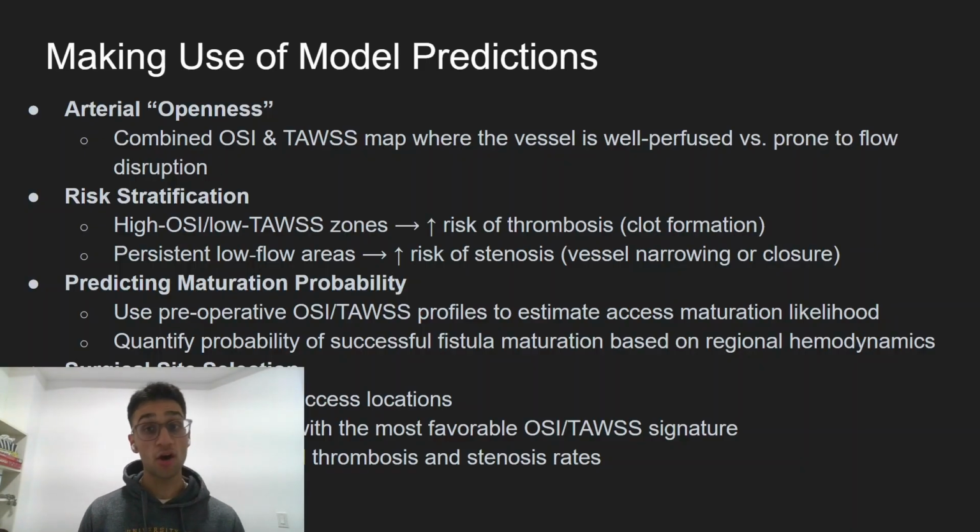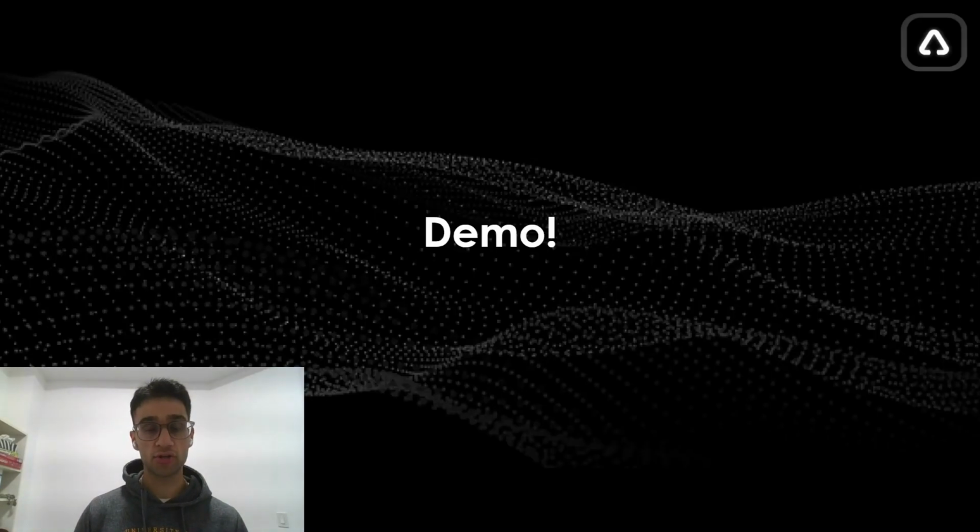As I said before, the main causes for AV fistula failure of maturation are thrombosis or clot formation, and stenosis or vessel narrowing. High OSI and low TAWSS zones indicate an increased risk of thrombosis, and persistent low flow areas indicate an increased risk of stenosis. Through that, we can predict the maturation probability, and from that, we can select surgical sites that will lead to the highest possibility. This has been done in studies before. All we need to do is make sure that we predict the correct TAWSS and OSI zones. So now I'll shift you over to Nicholas. He'll show you through our GitLab and what we've been up to so far.